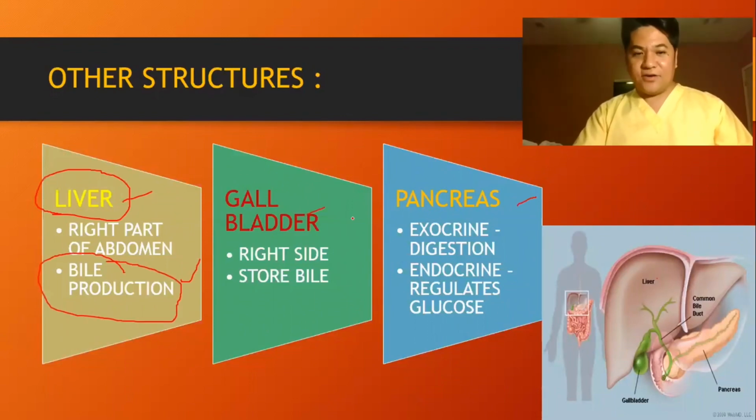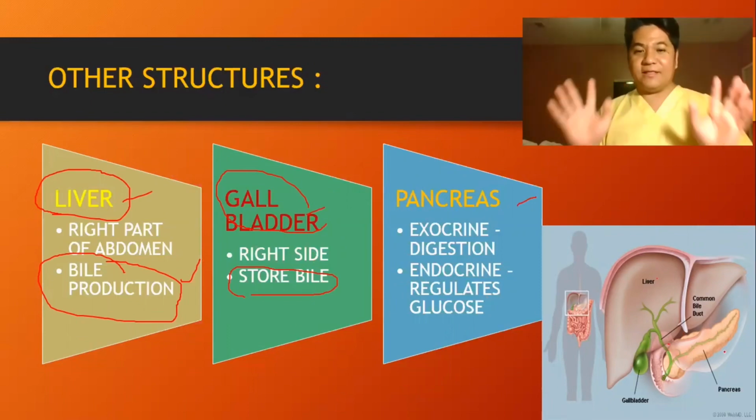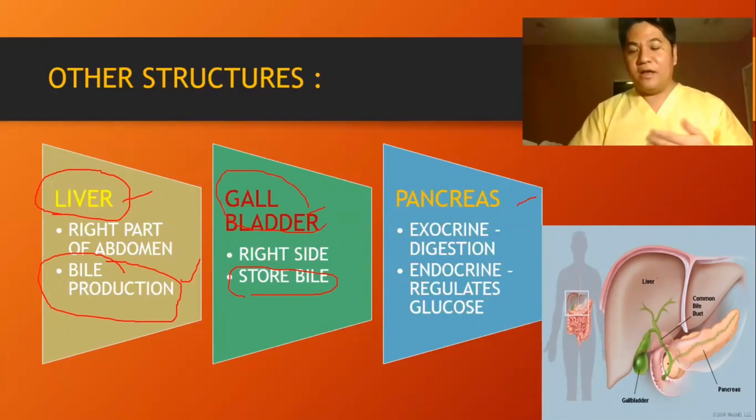The gallbladder is also located on the right side of the abdomen, just beneath the liver. The primary function of this is storage of bile. When the liver produces the bile, it will be stored in the gallbladder and later released to aid emulsification or digestion of your fats. Remember also this liver and gallbladder, because they would cause right-sided pain.